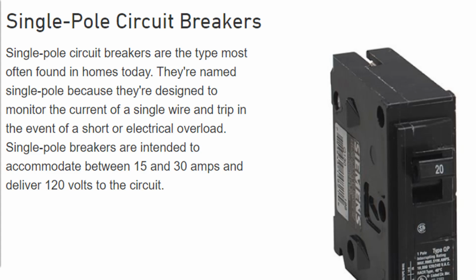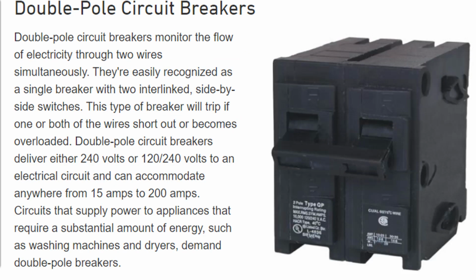First one is the single pole circuit breakers, the most often found in homes today. They are named single pole because they are designed to monitor the current of a single wire only and trip in the event of a short or electrical overload. Next one is the double pole, which monitors two wires simultaneously.